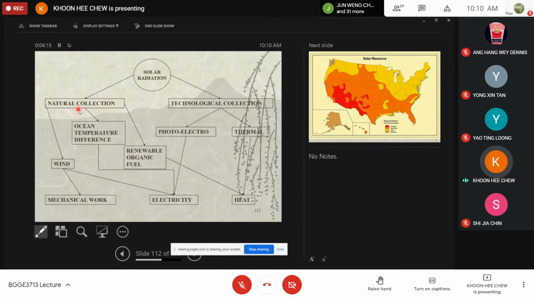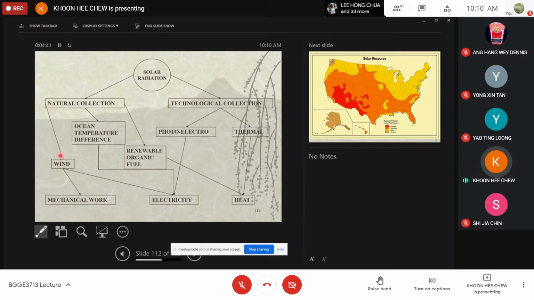Natural collection is when the sun heats up the ocean, causing the ocean to have different temperatures. Maybe the surface is at a higher temperature and the bottom of the ocean is at a lower temperature. The difference in ocean temperature, we can use it to harness electricity, the tidal wave energy.